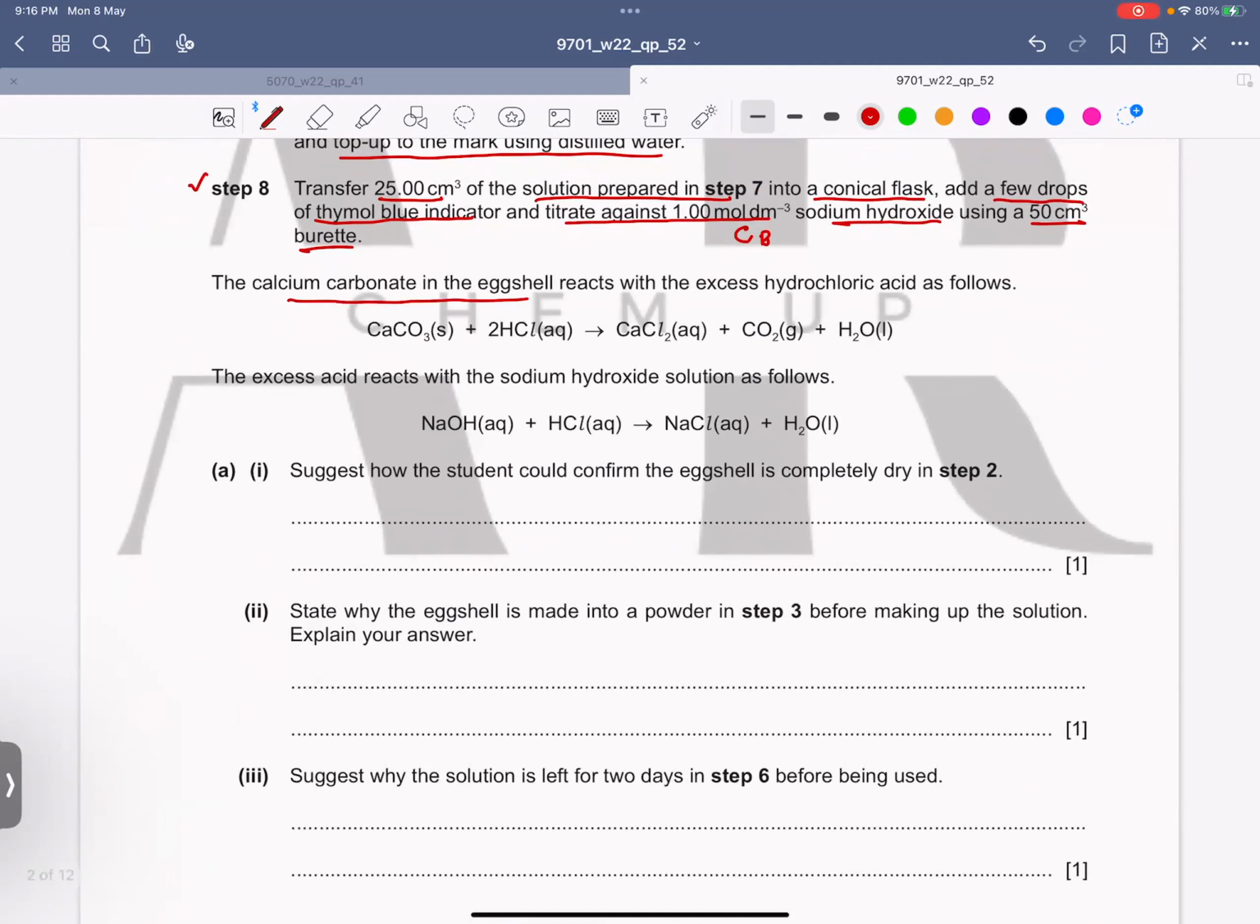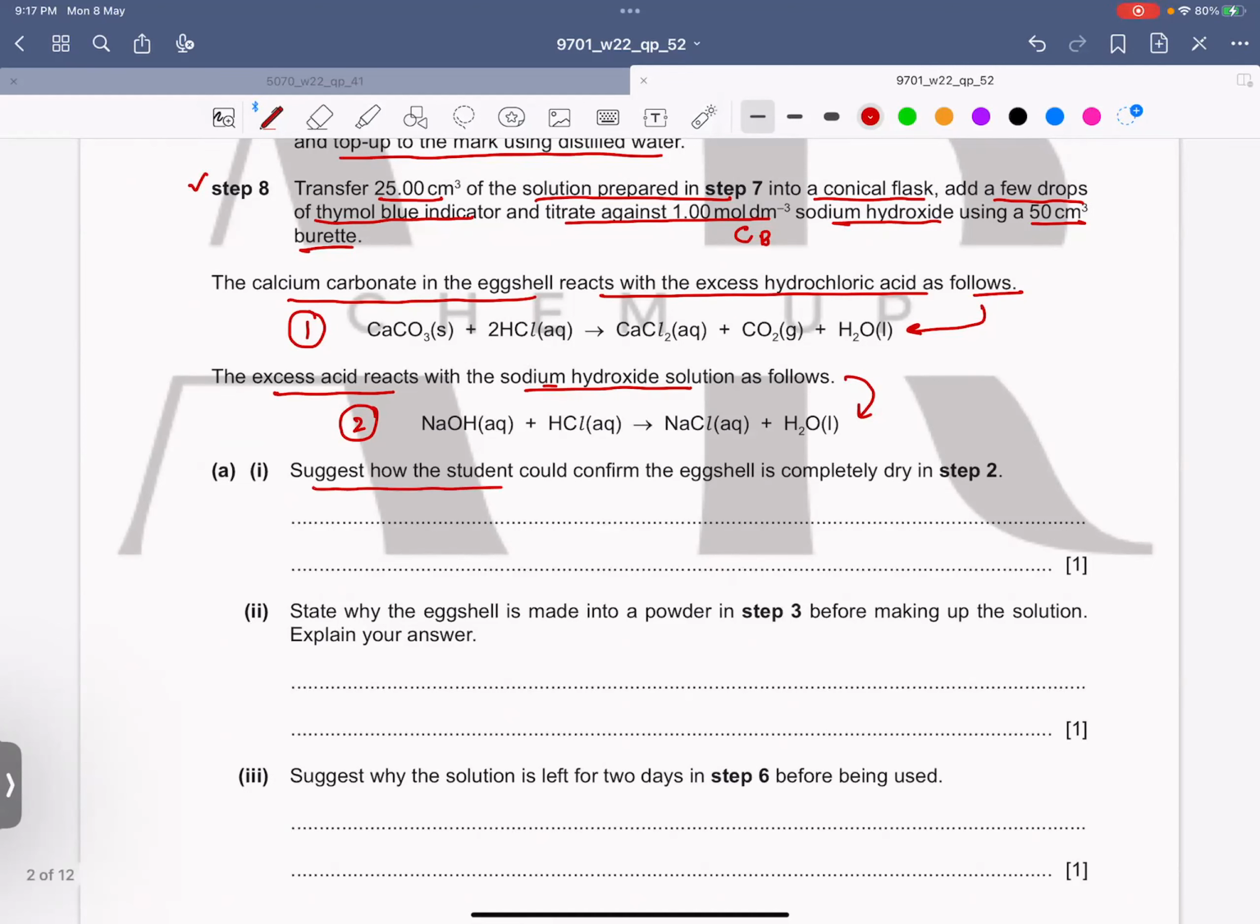The calcium carbonate in eggshell reacts with the excess hydrochloric acid as follows. Okay, here we have a chemical equation. The excess acid reacts with the sodium hydroxide solution as follows. So this one is reaction 1, when we put powdered eggshell in an acid, and reaction number 2 is the titration. When all the eggshell has reacted, afterwards we titrate the solution to determine the amount of acid that is left behind. So for that, we will do reaction number 2.